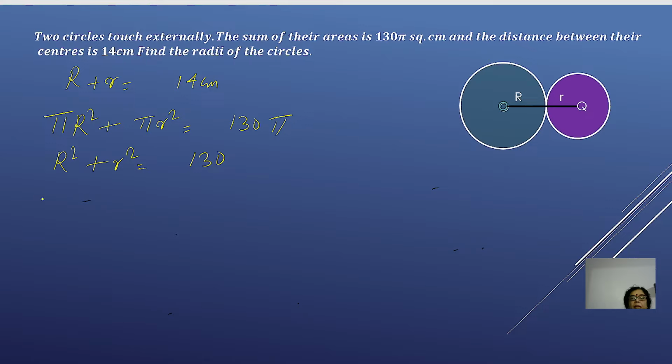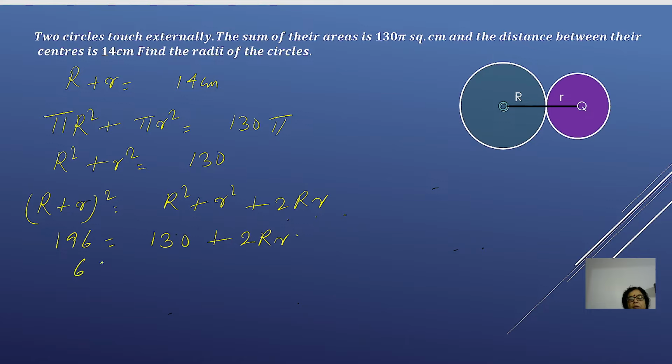So for that, we need to get back to the formula (R plus r) whole square is equal to R square plus r square plus 2Rr. So this will allow us to find the value of 2R into r. Putting the value here, 14 squared makes it 196, which is equal to 130 plus 2R into r. So this gives us 66 is equal to 2R into r.